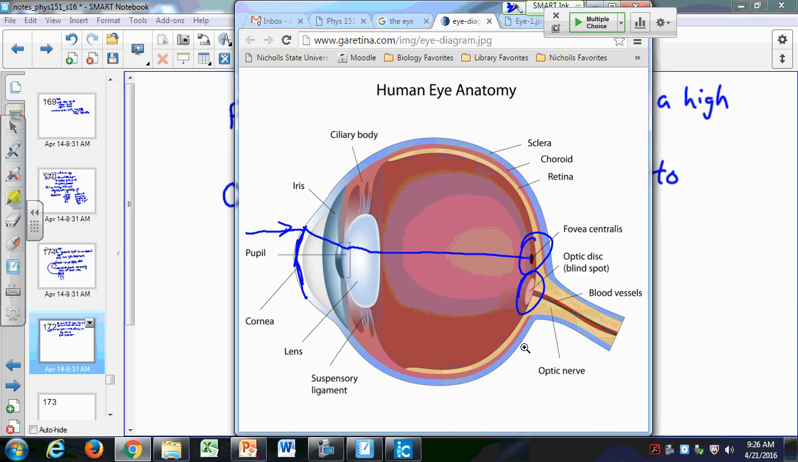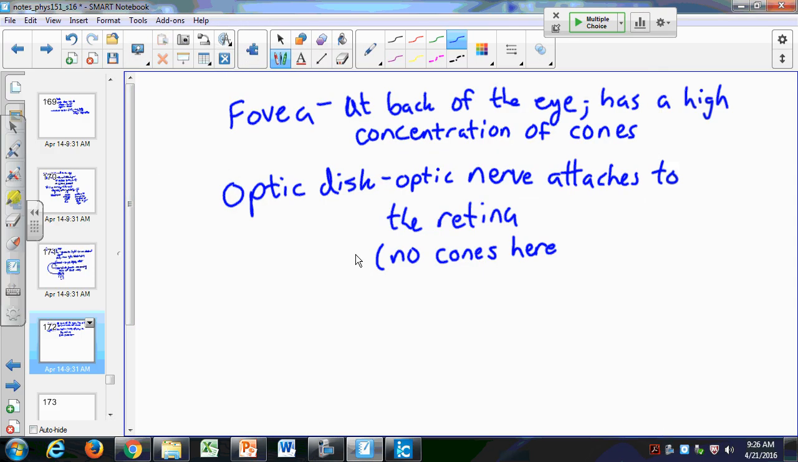The blind spot's a little bitty, but it's like Harley and Mariah are missing, and my brain just fills in where they are. But it's an itty-bitty blind spot. It's not that big. So there are no cones here, but your brain fills in the rest of the image.